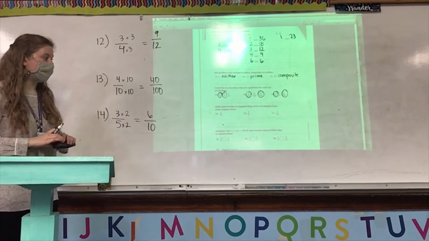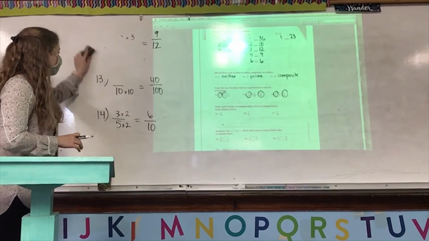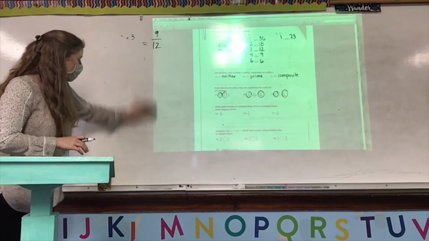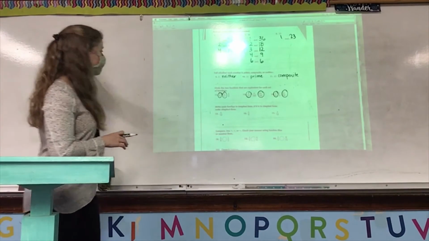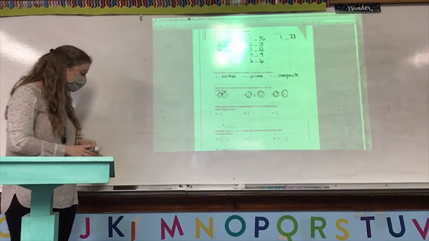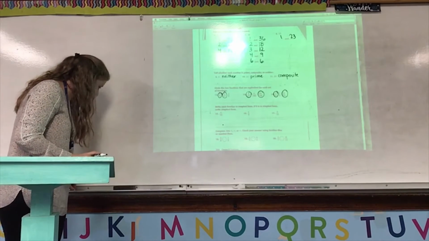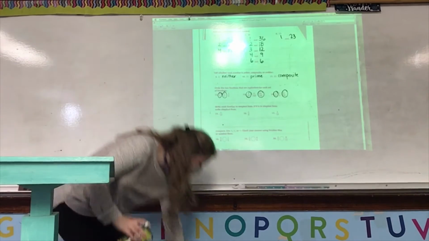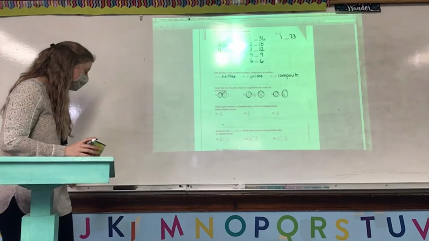Okay, now let's look at the next part. Numbers 15 through 17, we have to write each fraction in simplest form. If it is in simplest form, we write simplest form.